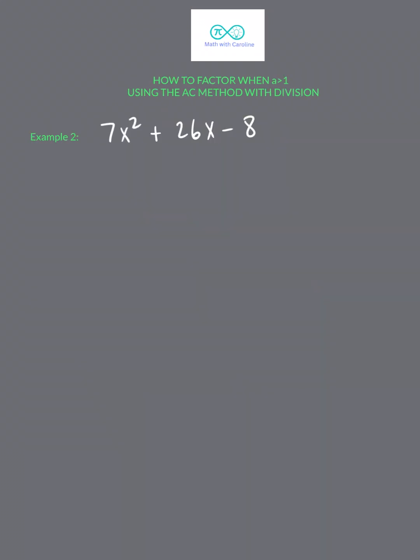Here's our second example. Of course, when we're factoring, we always look for the greatest common factor first. Is there a common factor between 7, 26, and -8? No, there is not. So let's do our first step of multiplying a times c. In this case, that's 7 times -8. Make sure that you leave this negative on the 8. And so that is -56.